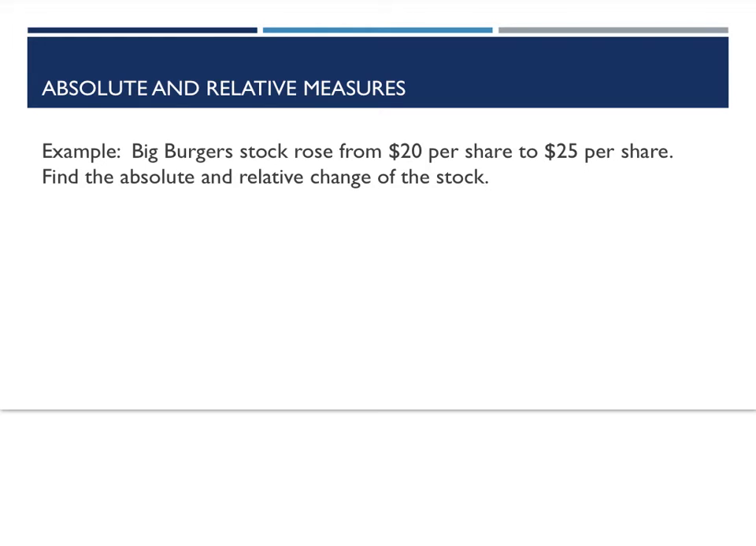In this example, we've got Big Burger stock rose from $20 to $25 per share. If I want to talk about how much the stock changed, the fact that it rose tells me that the change is a positive. It was an increase. If that's true, how much did it increase by? It rose from $20 to $25 a share. Big Burger stock rose $5. The absolute change in this case would be a positive $5.